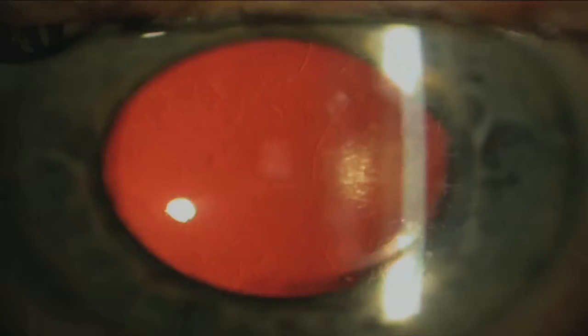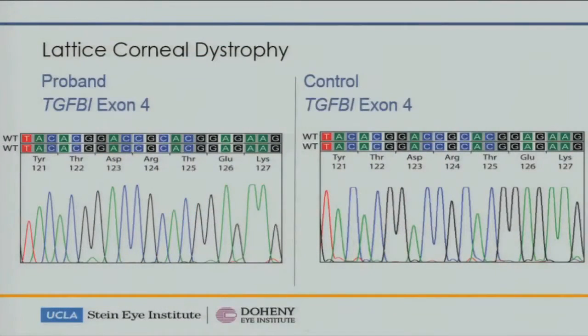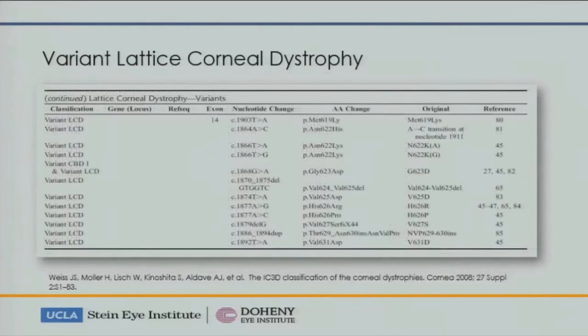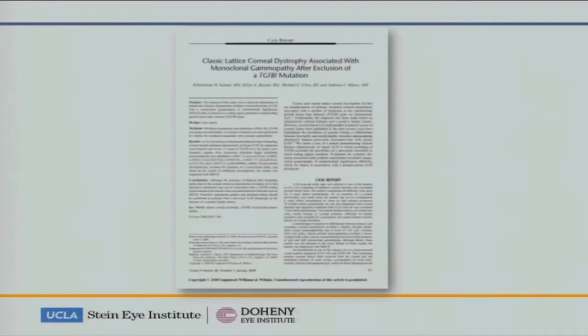So what condition do we think this is? Lattice corneal dystrophy, correct. Well, we screened the TGF-beta gene. Same location as where we see Avellino dystrophy, we find the mutation for lattice, no change in this patient. Now, there are lots of different mutations throughout this gene associated with lattice. We screened for those and didn't find any. So now what do we do with this patient? What we need to do is send him to an oncologist. And he was diagnosed with monoclonal gammopathy of undetermined significance.